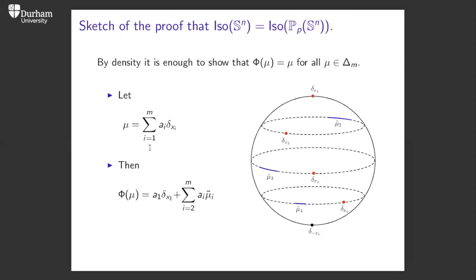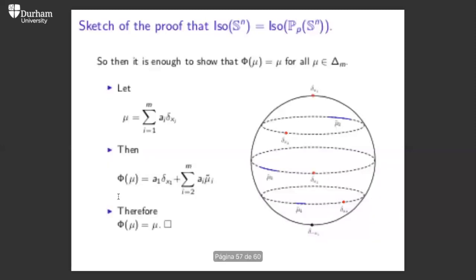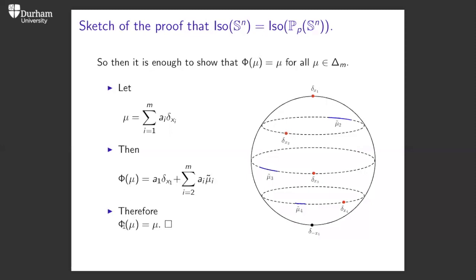And I can repeat this for every atom. I could now consider, okay, from x2, I can take the antipodal. The situation looks like this. Then I will obtain that phi of mu will be a1 delta x1 plus a2 delta x2 and the remaining. I repeat this for every atom, and I conclude that phi of mu must be the same mu, and that's it. By density, I obtain that phi must be the identity, and so the isometric groups of the Wasserstein space and of the original sphere are the same.